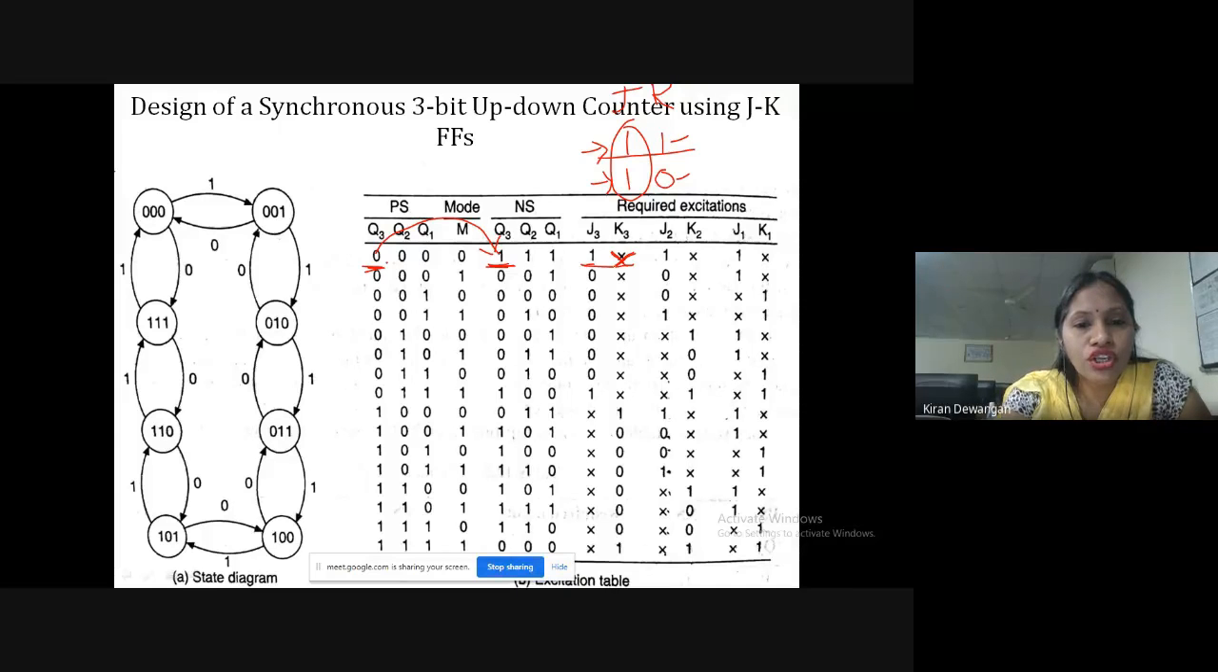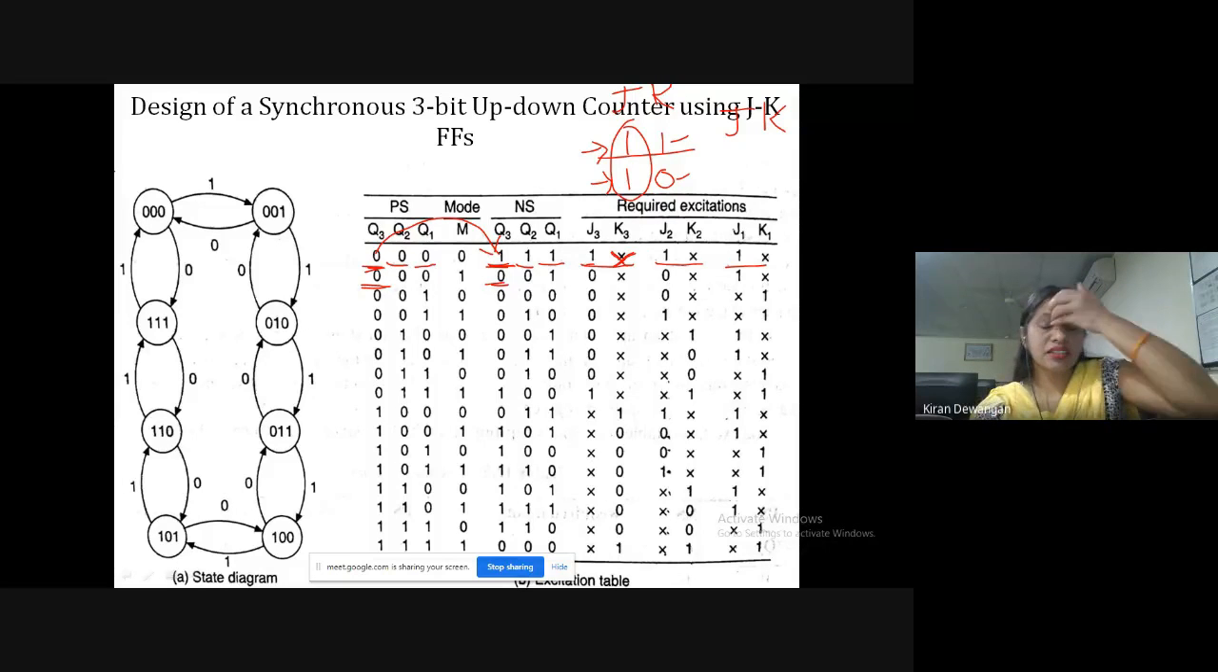Similarly for Q2 also, here it is 0, here it is 1. So J2 K2 will also be 1 cross. In Q1 also 0 to 1. So it will be 1 cross. So wherever it is from 0 to 1, it will be 1 cross. That is fixed. 0 से 1 हो रहा है तो 1 cross होगा J K के combination. ठीक है? Now let's see for 0 से 0. 0 से 0 मतलब क्या होगा? Initially it is 0 and the next state is also 0.